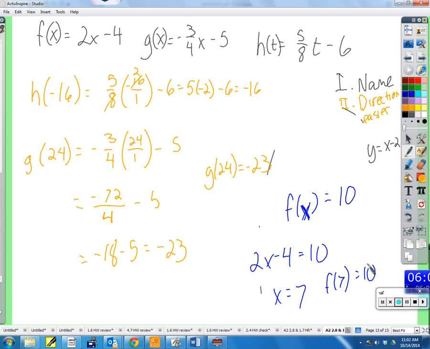So 2x minus 4 equals 10. With f of x equals 10, you plug it into that first value. It's like absolute value, a little bit. So 2x minus 4 is 10. Add 4 to each side, that's 14. Divide by 2, divide by 2. x equals 7.